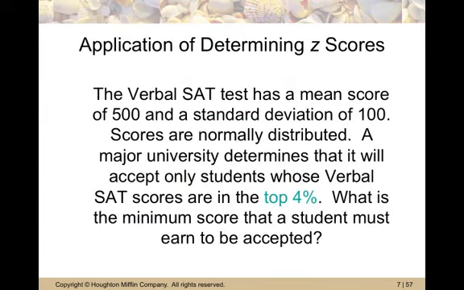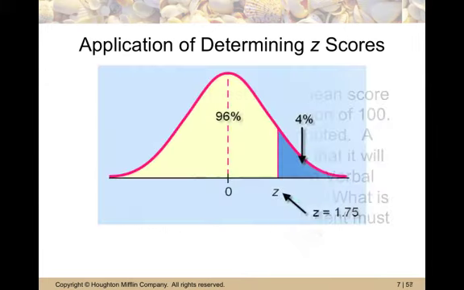We're going to now go ahead and convert from z-scores to x-scores to observations. So the verbal SAT has a mean score of 500 and a standard deviation of 100. Scores are normally distributed. A major university determines that it will accept only students whose verbal SAT scores are in the top 4%. What is the minimum score that a student must earn to be accepted?